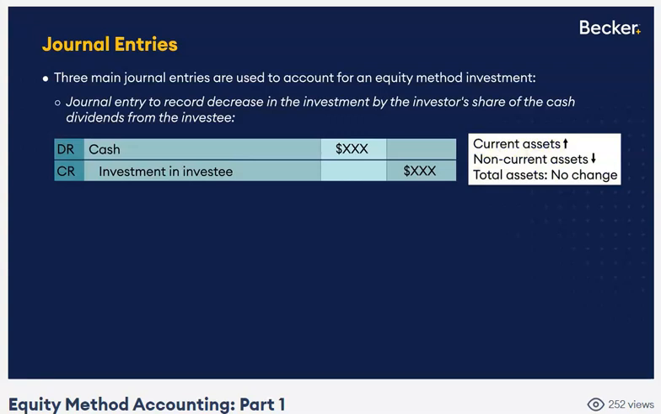Just be careful. Not all dividends are going to be cash. It could be what? A stock dividend, right? So if it's a stock dividend, memorandum entry only. So if they give you a stock dividend, your number of shares you own goes up, basis per share goes down. But again, no journal entry if it's a stock dividend.